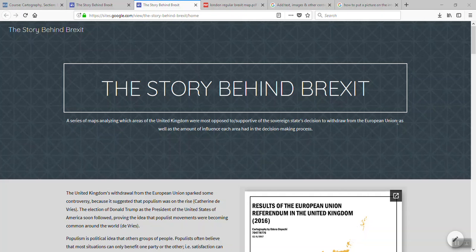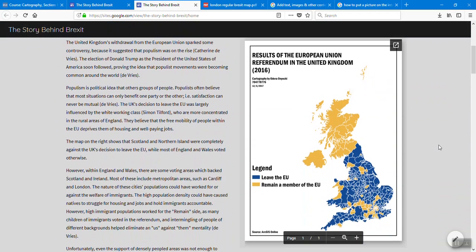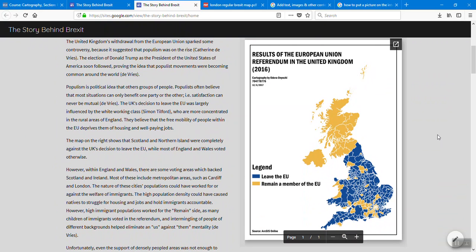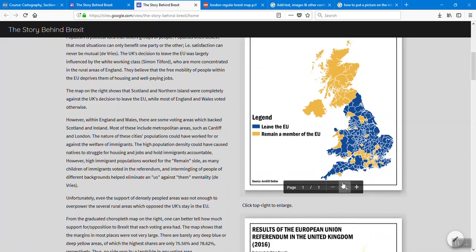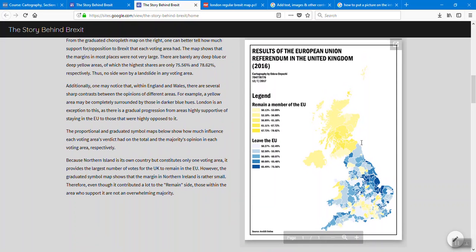I'd like to present to you my final project for cartography. I created a series of maps showing the results of the European Union referendum in the UK that took place last year. The first map I made was just a simple map with one color to show the voting areas that chose to leave the EU and those that chose to remain.